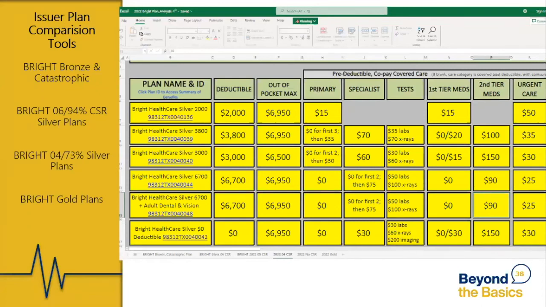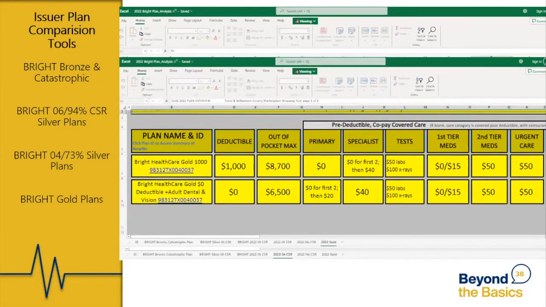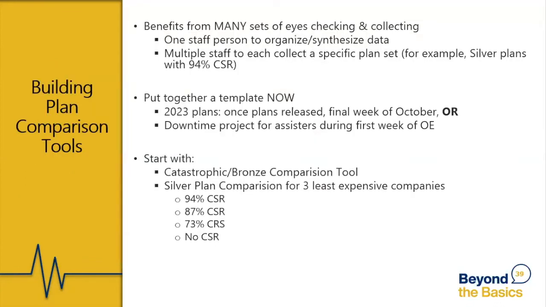So if somebody's saying, what does the Bright 2000 do compared to the Bright Healthcare $0 deductible? This can give your assisters a really, really detailed way of offering the explanation. And then finally, the gold plans. So again, if you've built out those earlier versions, now is a very good time to get started on some of those to practice and to just kind of see how it feels to build these. Actually tailoring them to focus on different things is pretty straightforward.